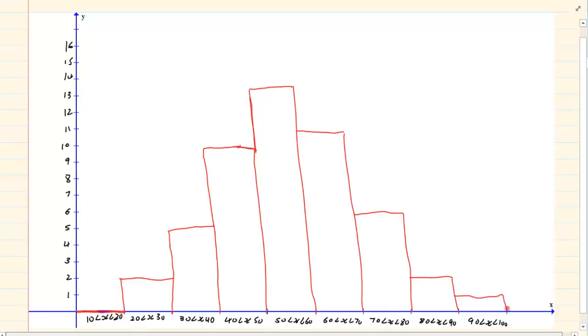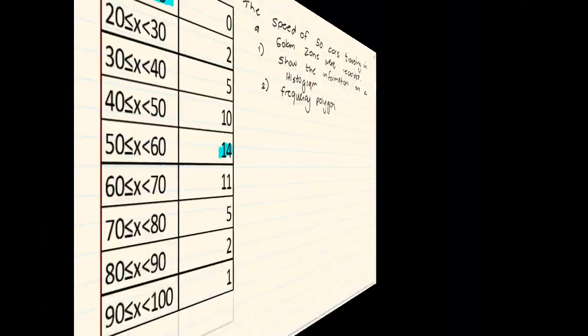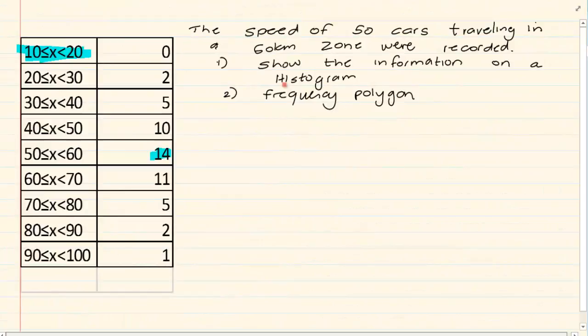Now, what you've drawn is the histogram. In order to calculate the frequency polygon, we need the midpoints. So, for this midpoint, we've got 20 plus 10 is 30 divided by 2 is 15. 30 plus 20 divided by 2 is 25. So, you can see we're increasing by 10. So, it's 35, 45, 55, 65, 75, 85, and 95.